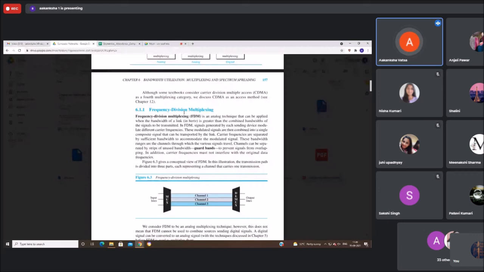So all of them are in the megahertz range. How? Because as we had seen in the earlier chapter, the fifth chapter, when we were converting from digital to analog, we had those higher carrier frequencies.